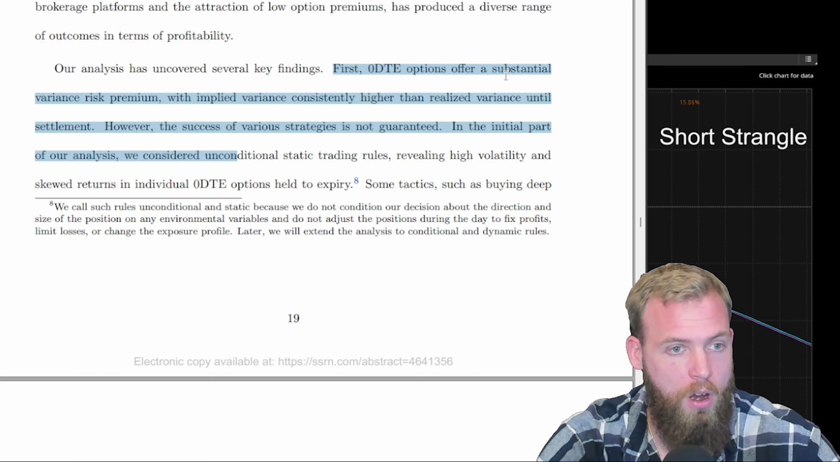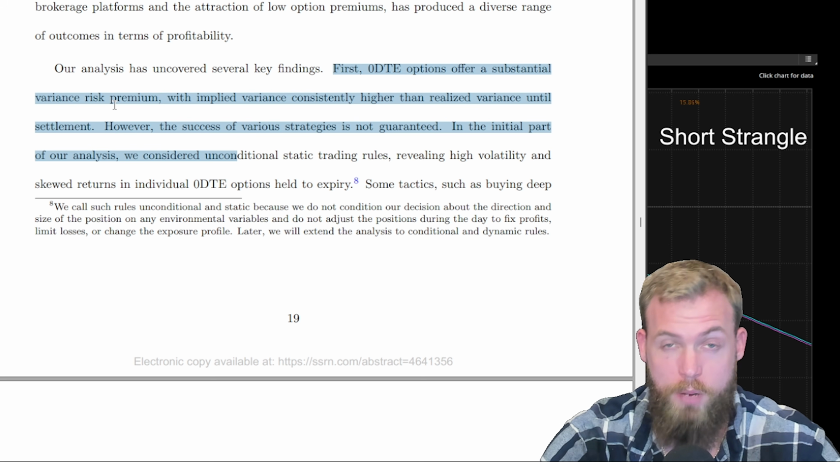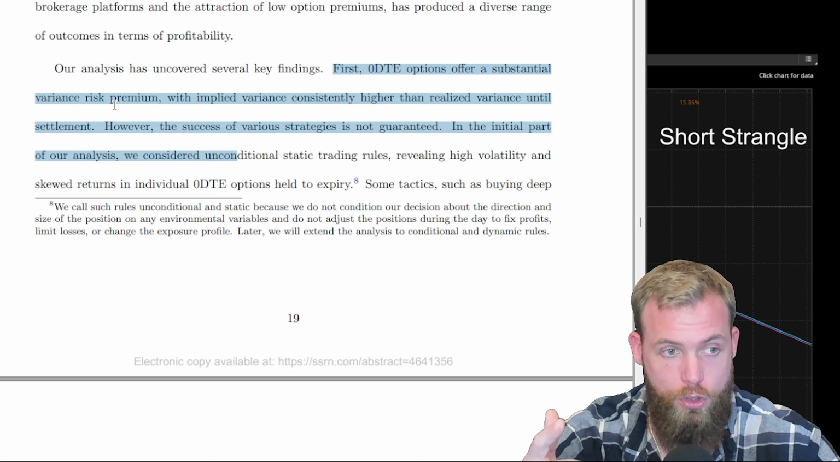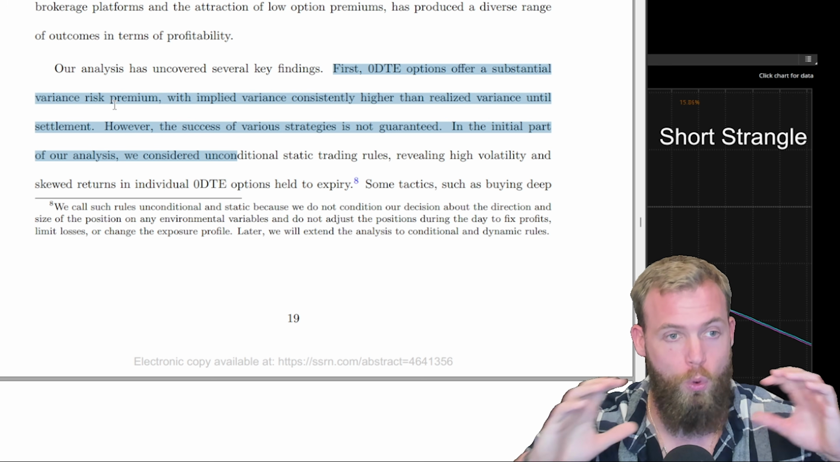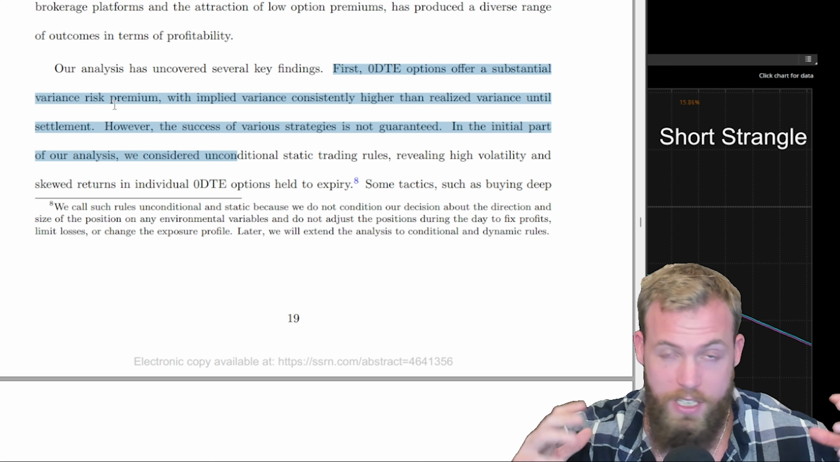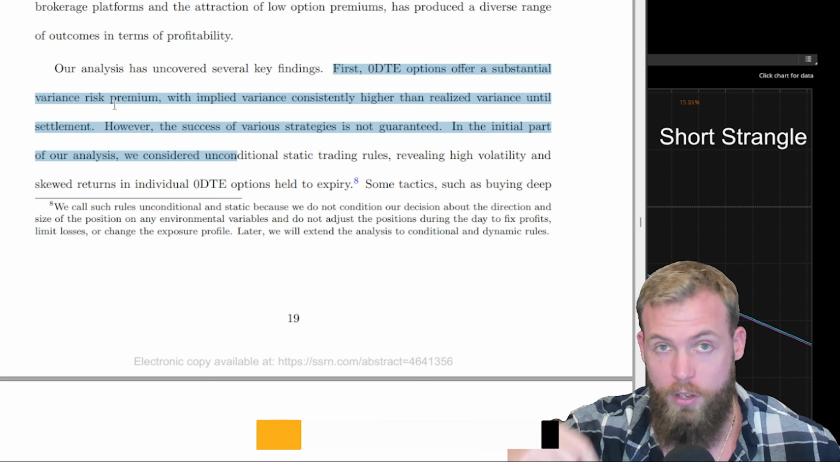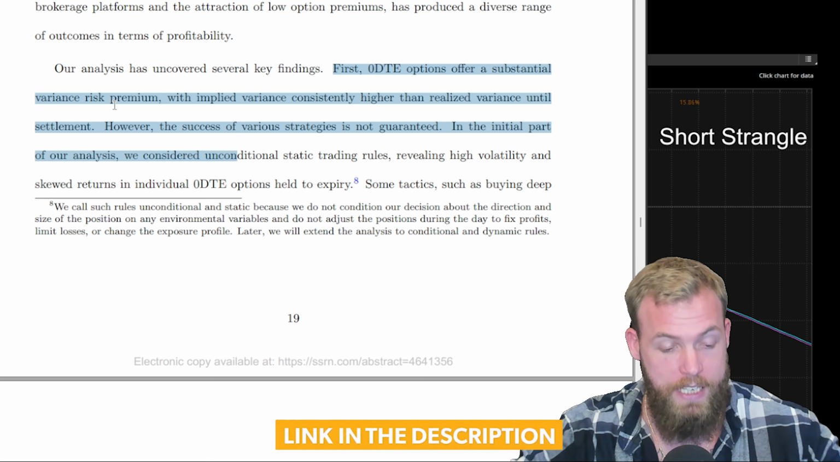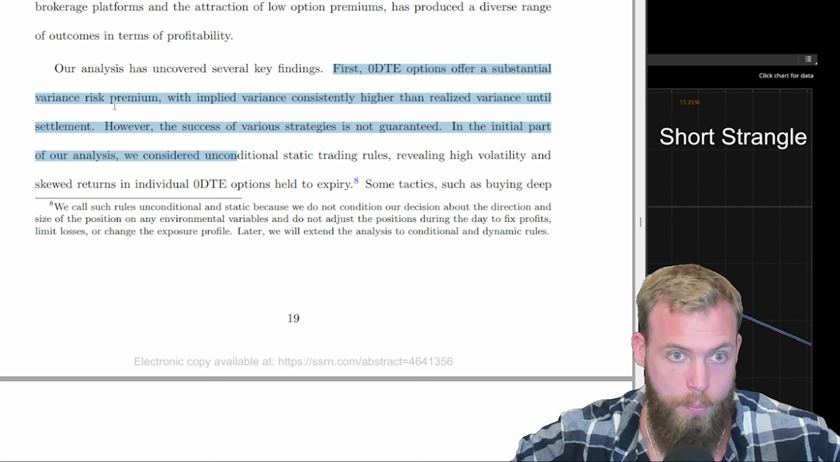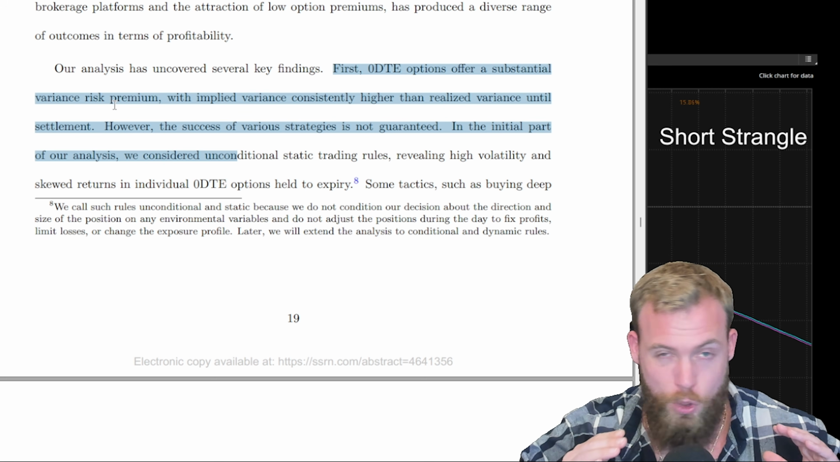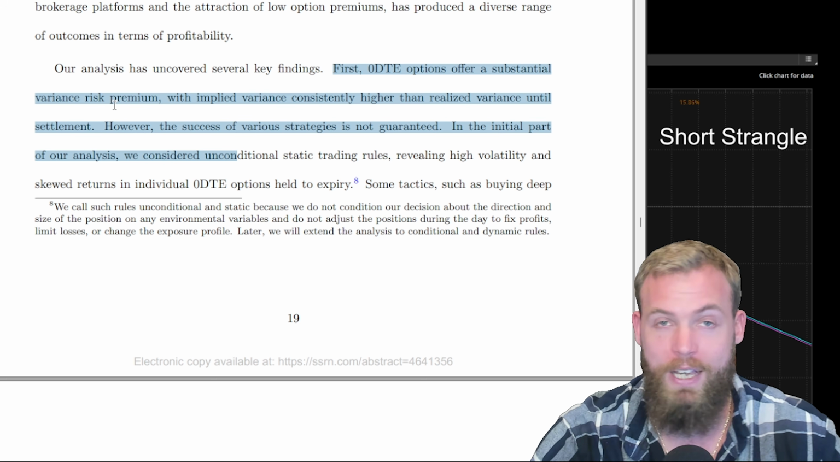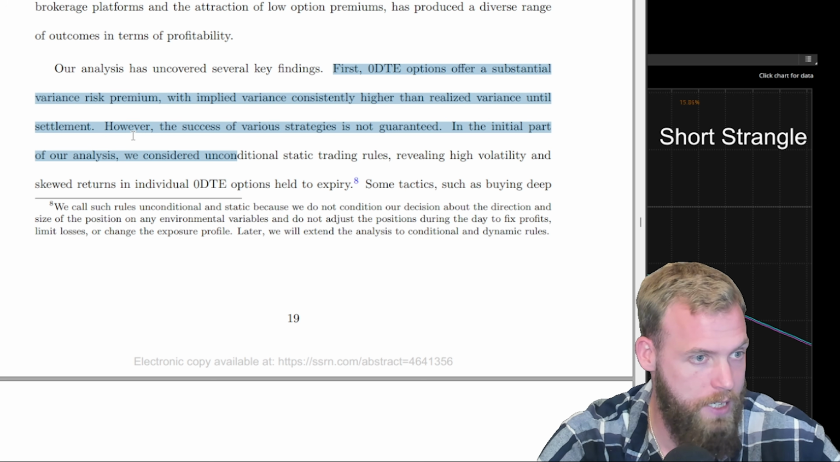ZeroDTE options offer a substantial variance risk premium, the exact thing that we're looking to trade. And if you're looking for more context on this whole ZeroDTE trading concept, I'll throw another video in the notes below that will give you a much broader landscape, where here we're kind of getting directly to a specific comparison that might confuse some folks if you're not familiar with the landscape.